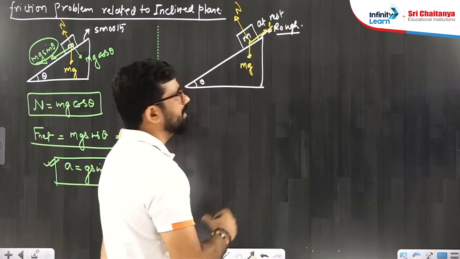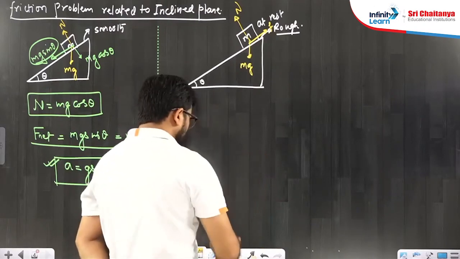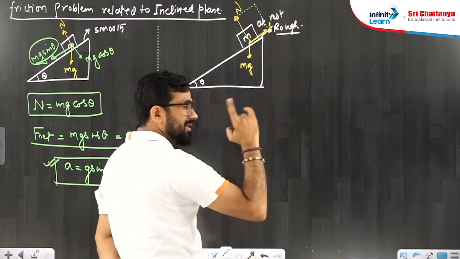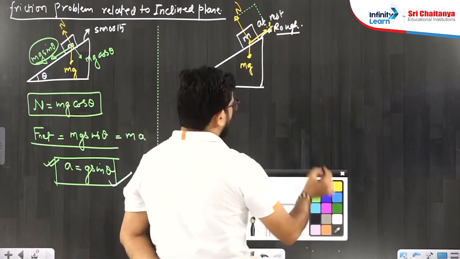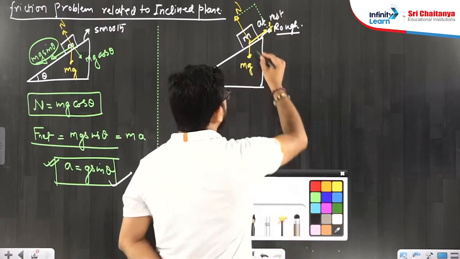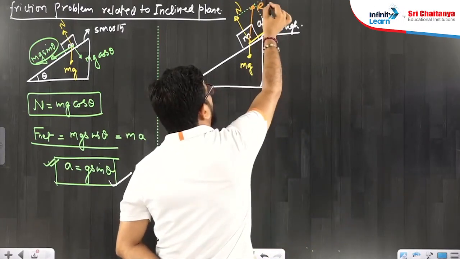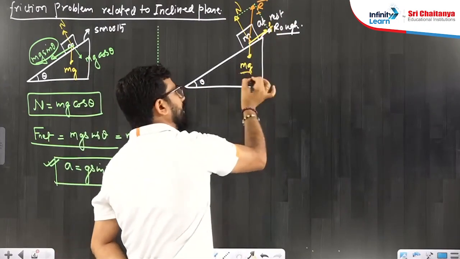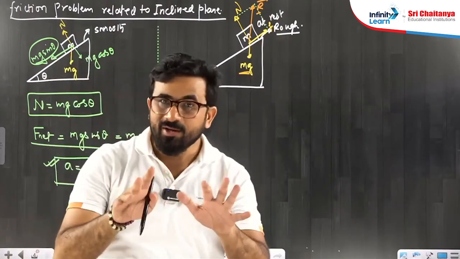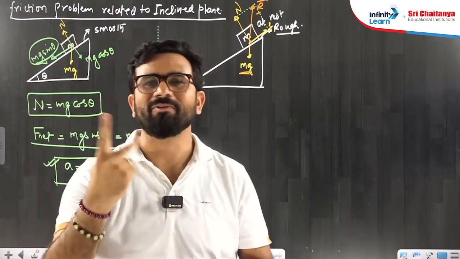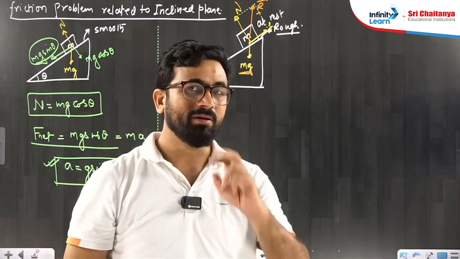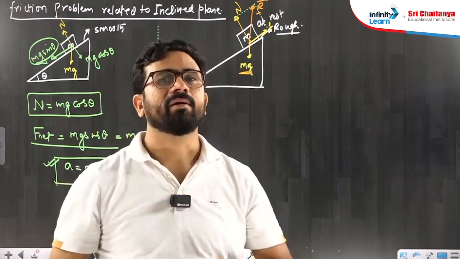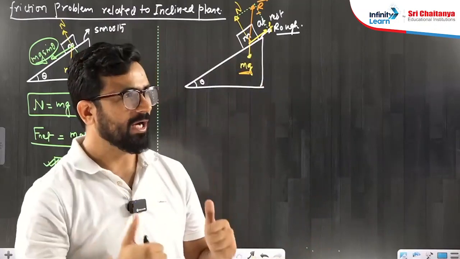But what I told you in the previous class, because this normal and this friction both are the components of one single force, that is nothing else but the reaction force, that is the R force. That means only two forces are acting, reaction force and mg. Because friction and normal are not two different forces, they are components of one single force, the reaction force. That means on this block only two forces are acting, mg and the reaction force. Got it? Good. Now you are understanding.